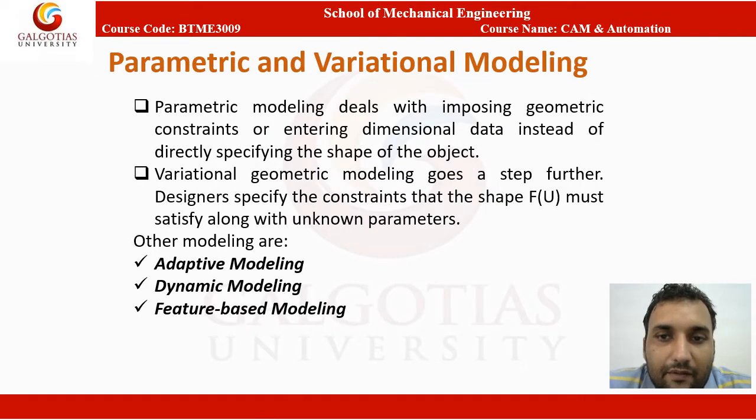Parametric and variational models. Parametric modeling deals with imposing geometric constraints or entering dimensional data instead of directly specifying the shape of the object. Variational geometric modeling goes a step further: it specifies the constraints that a shape must satisfy along with the unknown parameters. Other models are adaptive modeling, dynamic modeling, and feature-based modeling.